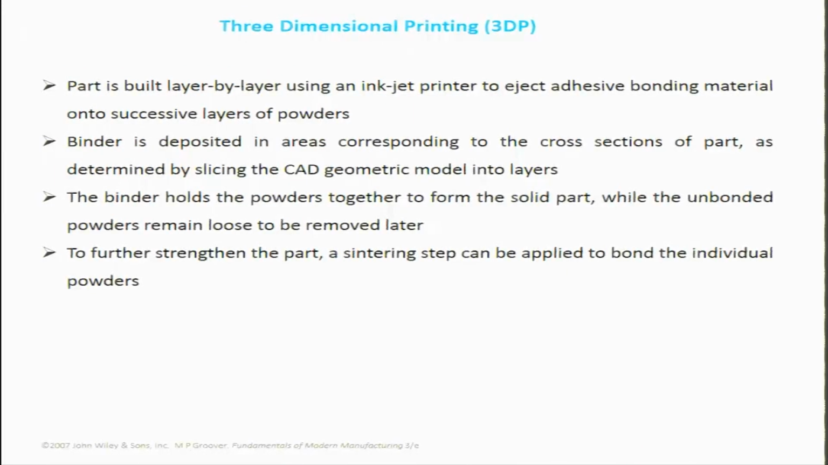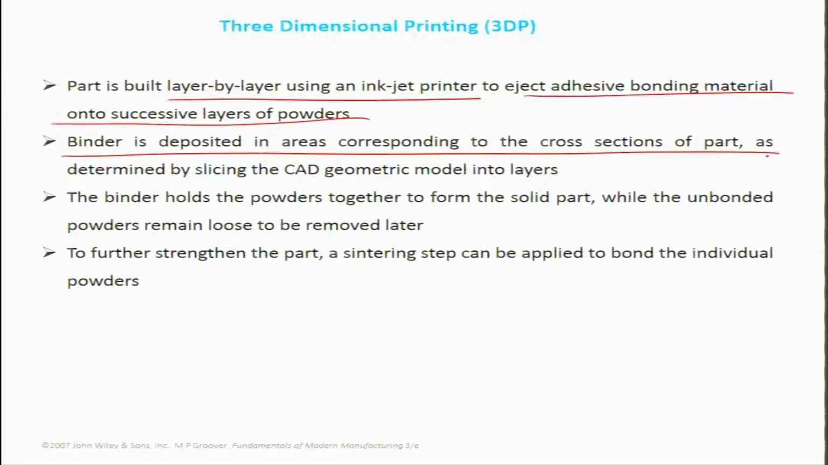Let us look at the second aspect of powder based printing, which is also known as 3-dimensional printing. Here the part is built layer by layer using an inkjet printer to eject adhesive bonding material onto successive layers of powders. So, here you are not heat curing, but you are applying some kind of adhesive which joins the powder together. Okay. So, the only difference between SLS and this process is that although both of them have input material as powders, in one case they are heat cured or heat treated, in another case they are bonded together through adhesives, or binder.